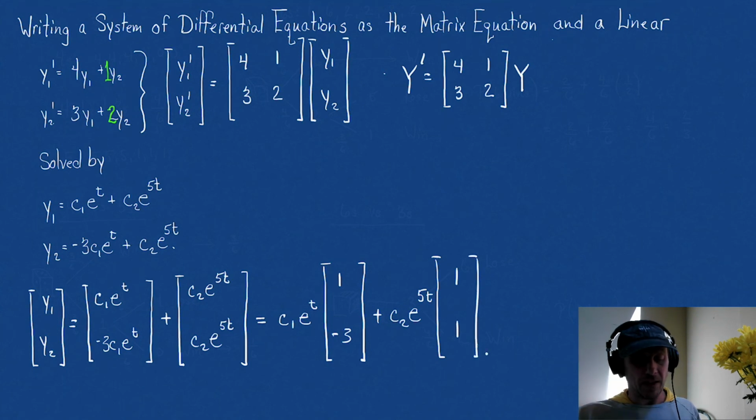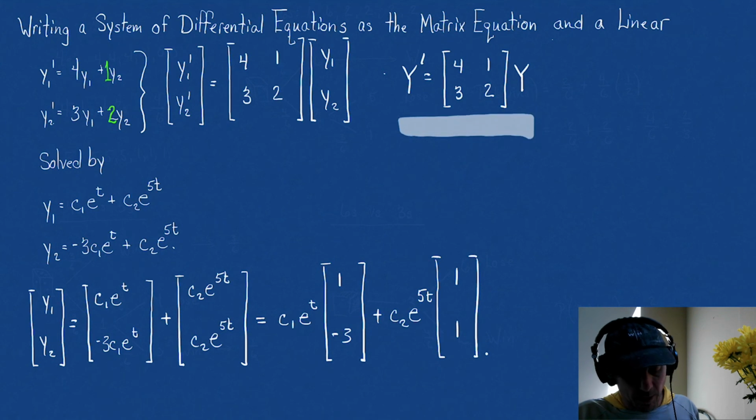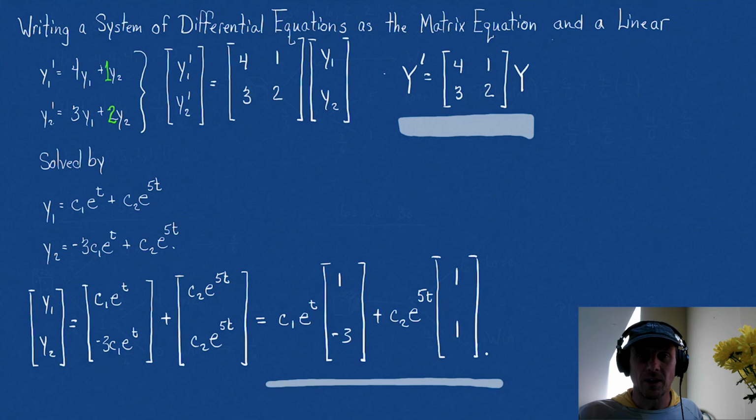Okay, that is how we write a system of differential equations as the matrix equation. We have that up above, and we write the solution as a linear combination. All right, and in our next video, we're going to see how we can check our results. I hope that helps, and thanks for watching.